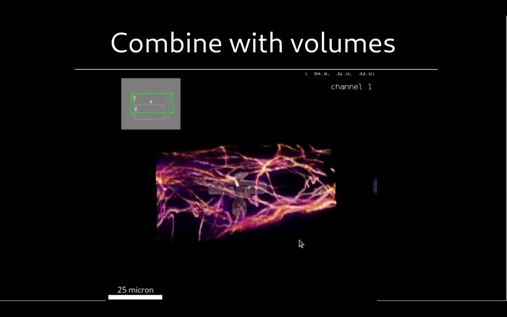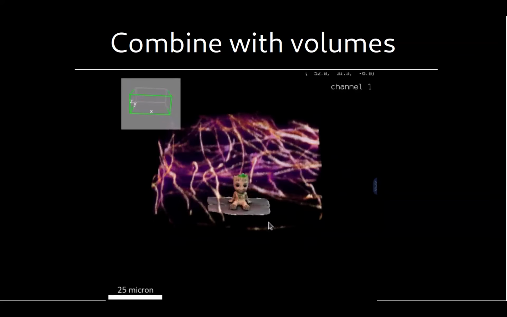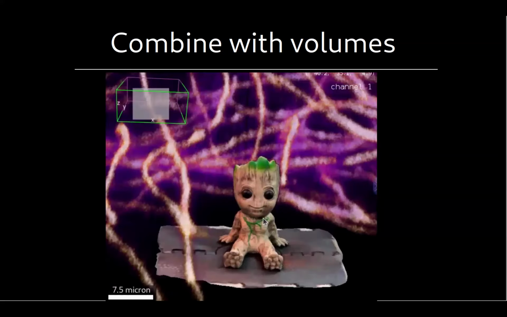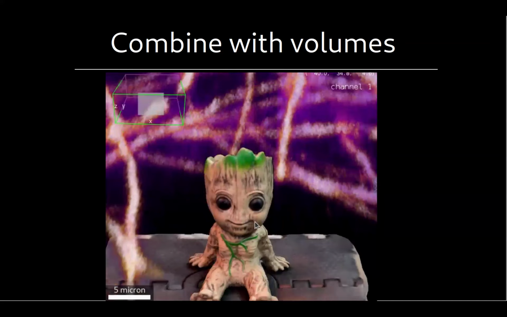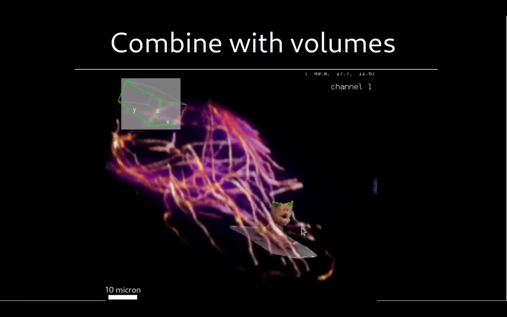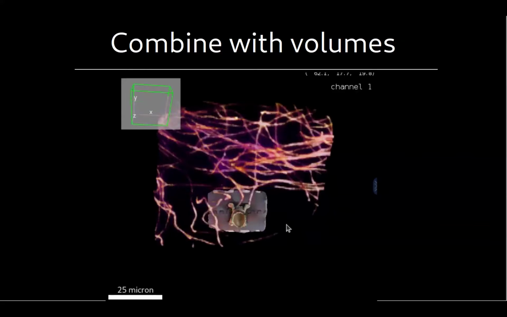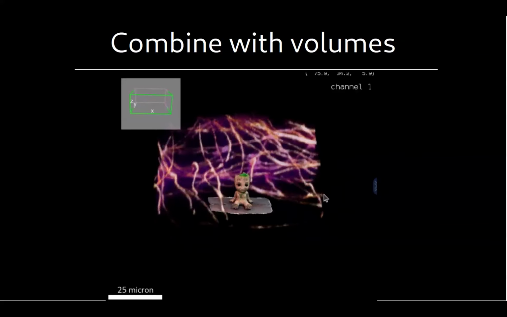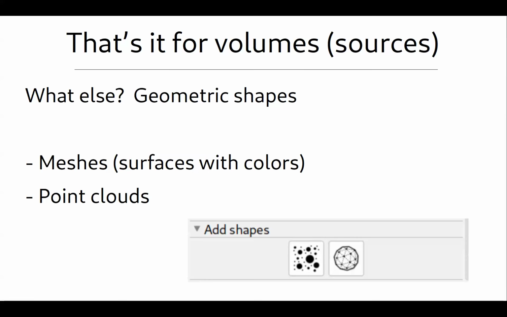In principle, these can now be added together and rendered next to the volume. So here we're looking at the expanded microtubules, and someone is hiding there. This is basically a mesh which is exported from Polycam or from Blender. You can use anything.